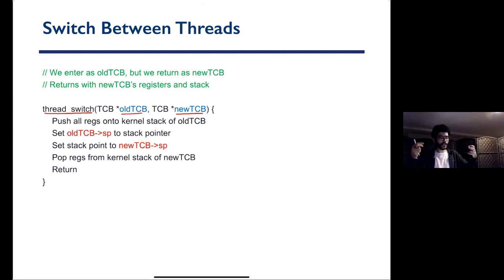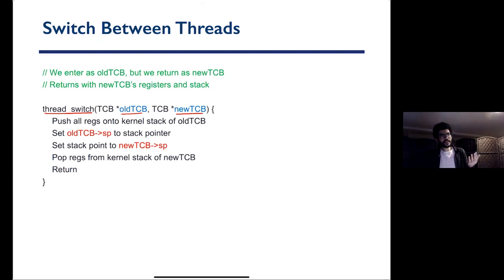We want to context switch. We want to go from the old thread to the new thread, right? I have two threads, and I want to context switch between them. Now this thread switch is kind of like a special function. When you go there, your SP, the stack pointer, is pointing to the stack of old TCB. And when you get out, the stack pointer points to the new TCB's stack.